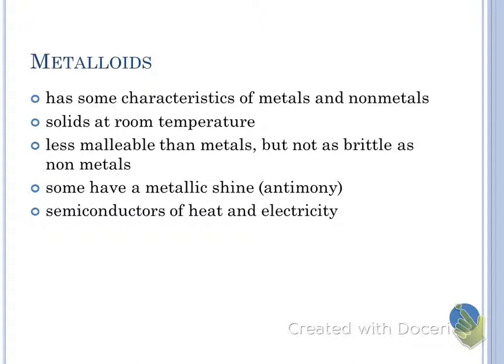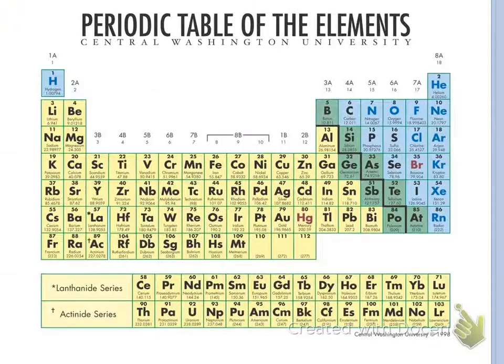Okay, and finally, these guys are what we call semiconductors. So they're semi-good at it. Okay, so if you're looking at the board, the metalloids are the greens. The blues would be which group? Non-metals. The nonmetals. And then all the yellows would be metals. Good.